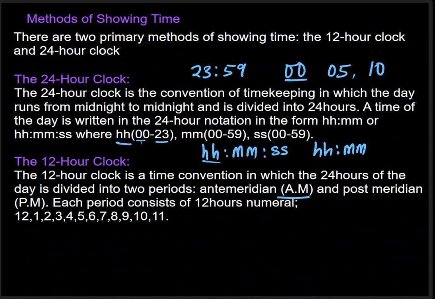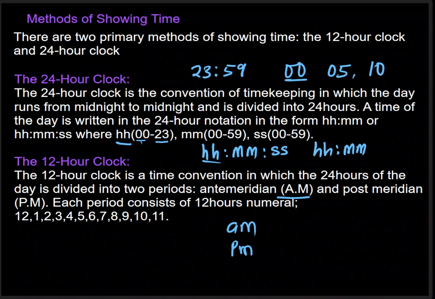So that means in a 12-hour clock system, you must see either AM or PM. You cannot write time in a 12-hour clock system and not put AM or PM. But when you move to the 24-hour clock system, there's no AM and there's no PM. Everything runs from 00 to 23 hours, and then the minute runs from 00 to 59. All right.